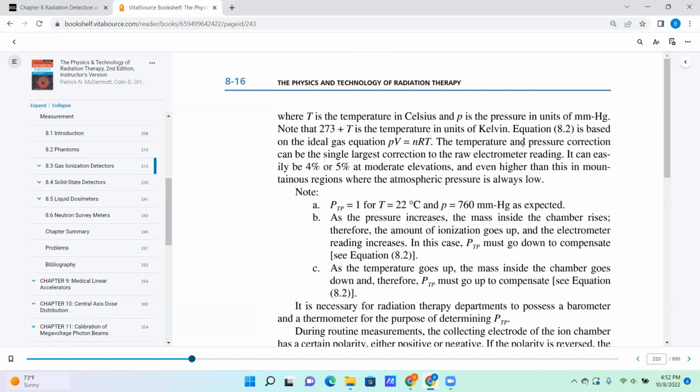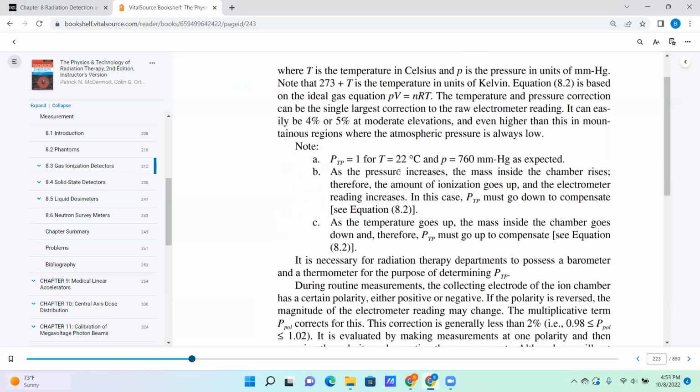All of this is based off of the ideal gas law. So the temperature and pressure correction can be the single largest correction to the raw electrometer reading. It can easily be 4 to 5% at moderate elevations, and even higher in mountainous regions. The correction factor is 1 when these values are basically the values measured at sea level.